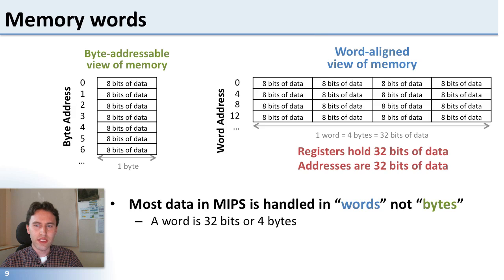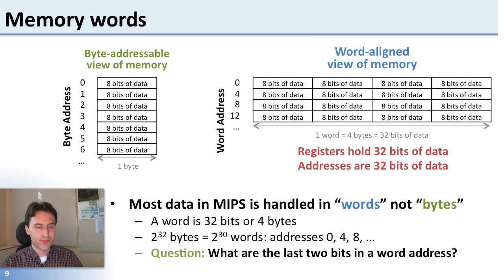Well, the reason for this is most things in MIPS hold words. So registers each hold 32 bits of data or 1 word. Addresses are 32 bits of data or 1 word. So if we want to load data from memory and put it into a register, we want to get a full word of data to fill up that register. In our 32-bit machine, where we have 2 to the 32nd bytes of memory, we're going to have 2 to the 30th words. That's because each word is 4 bytes, so we have 1/4 as many.